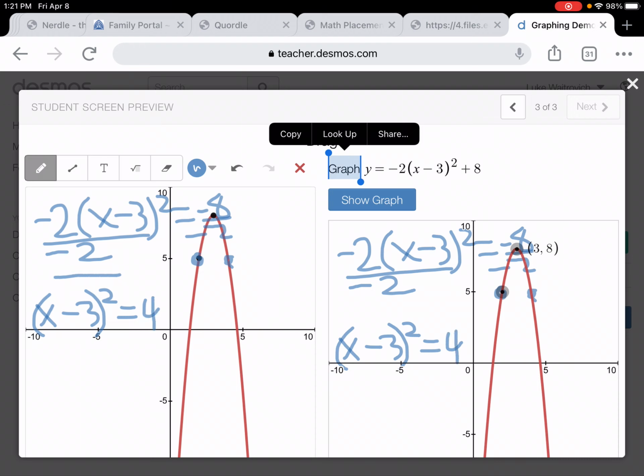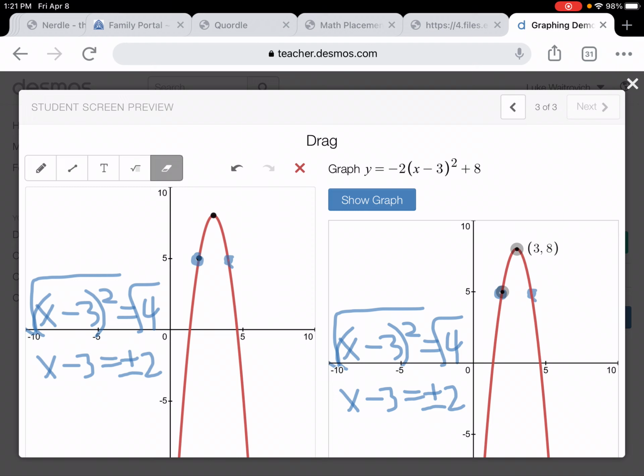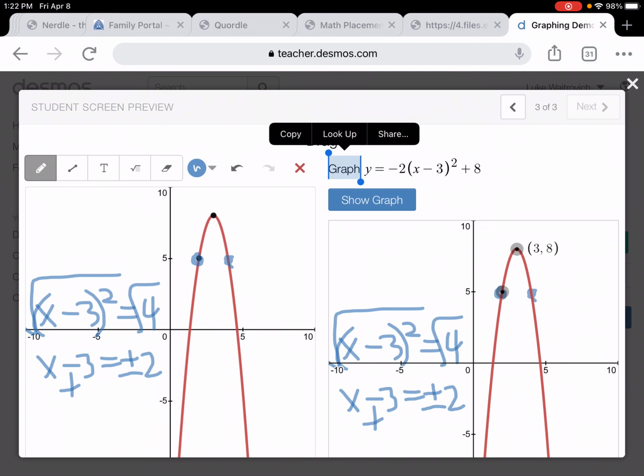Now, what I can do from this is take the square root of both sides, and so I have x minus 3 equals plus or minus 2. I'm going to clean up some of my work here, because that's really what I need. So if I add 3 to both sides, I'm going to add 3 to 2, so that means it's going to be 5.